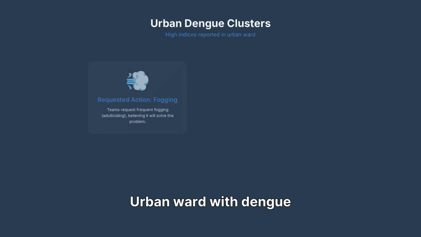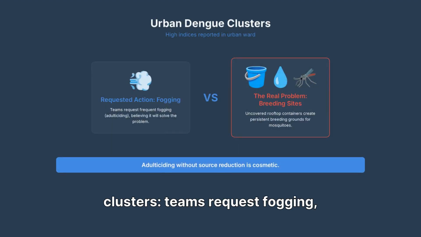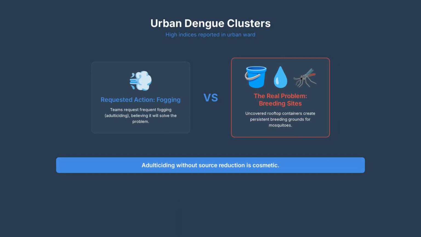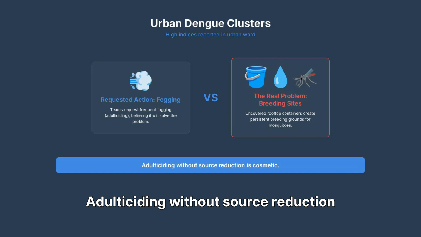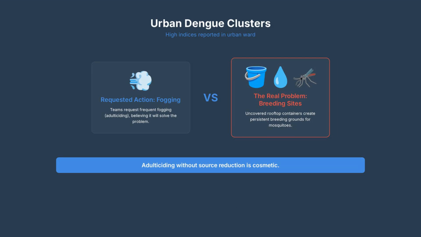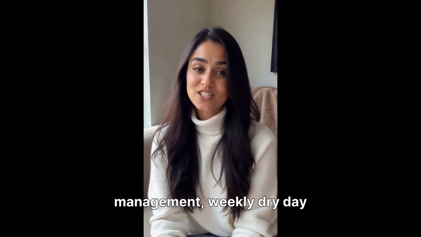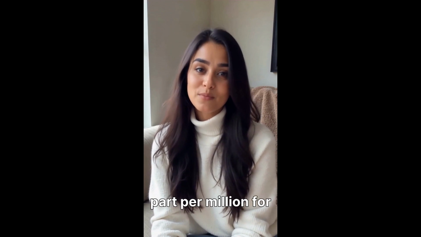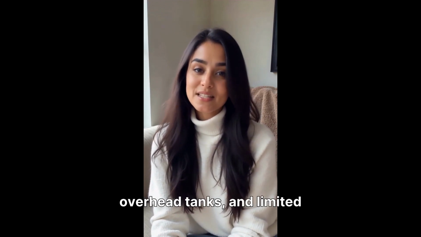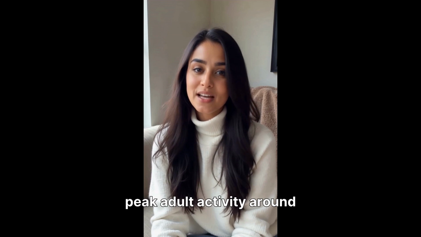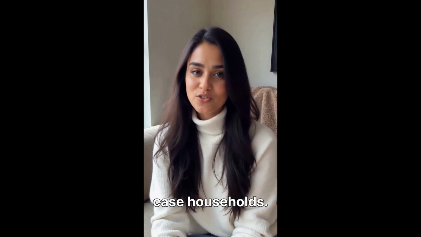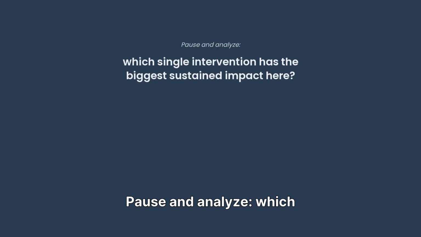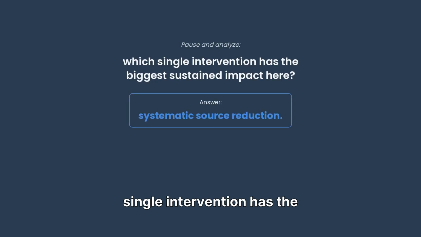Urban ward with dengue clusters, teams request fogging, but uncovered rooftop containers and high indices persist. Adulticiding without source reduction is cosmetic. You pivot to container management, weekly dry day enforcement, targeted Temephos 1 part per million for overhead tanks, and limited space spray only during peak adult activity around case households. Pause and analyze which single intervention has the biggest sustained impact here.